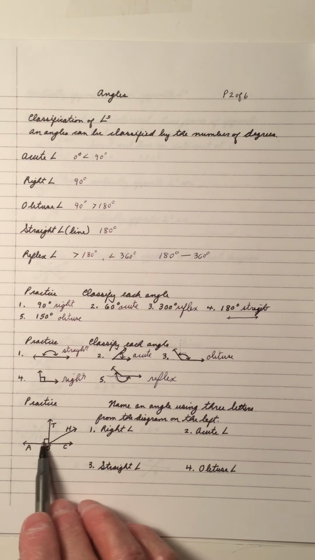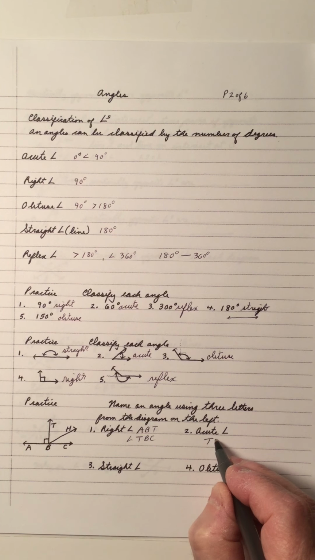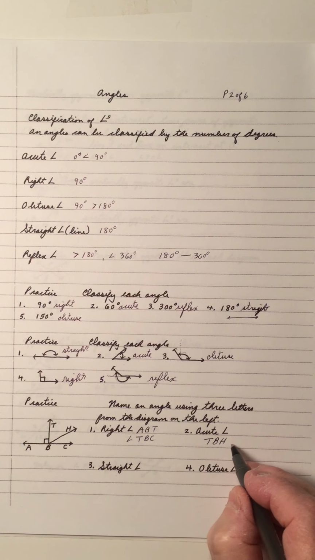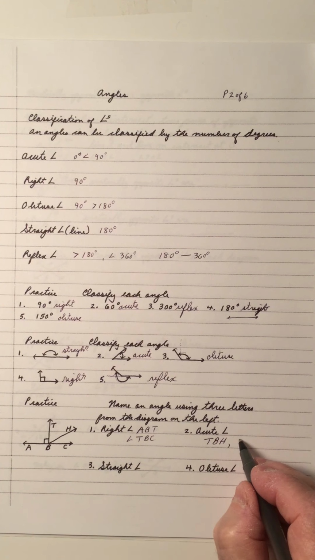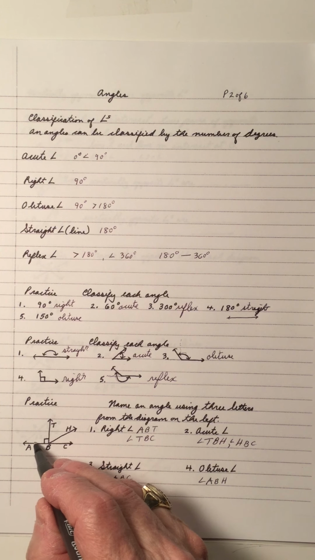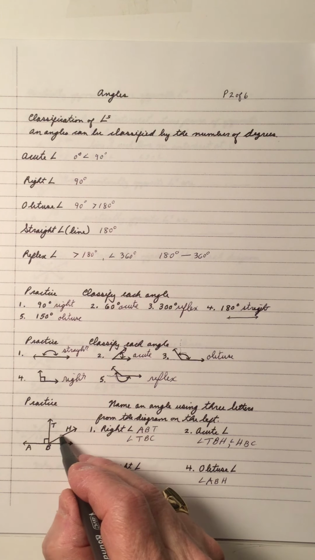An acute angle could be TBH, or it could be HBC. There's 2 of them right here. A straight angle is angle ABC. It's a straight angle, straight line. An obtuse angle could be angle ABH. If that's a 90, and that's 180, so if I go out here, so this angle right here, ABH, is obtuse.